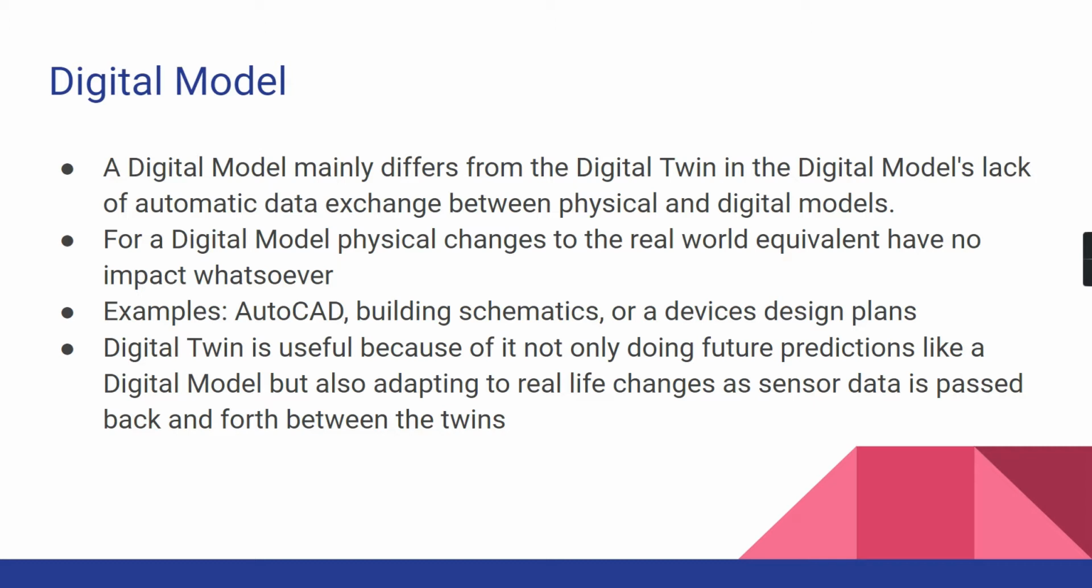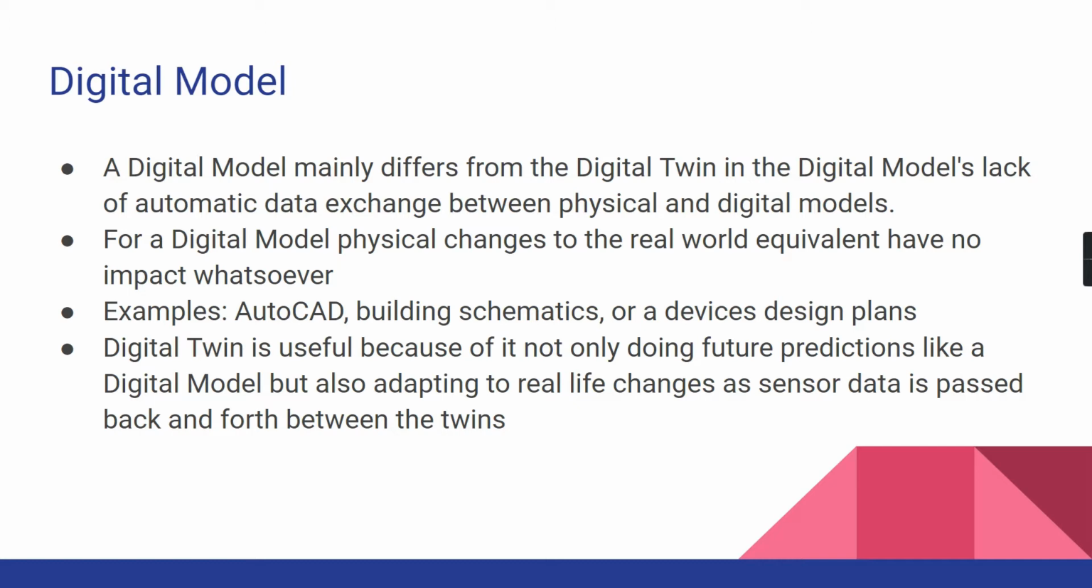So, a digital model mainly differs from a digital twin in its lack of automatic data exchange between the physical and digital models. This could have manual data exchange, but it does for sure not have automatic exchange between the models. And for a digital model, physical changes in the real-world equivalent have no impact whatsoever on the actual digital version. So say you have a digital model for an airplane or a spaceship, and the spaceship takes some kind of damage to the right side of it. This would have no impact on how the digital model perceives the environment and the capabilities of the actual physical real-world counterpart. It would just assume it's still the same normal device that was designed.